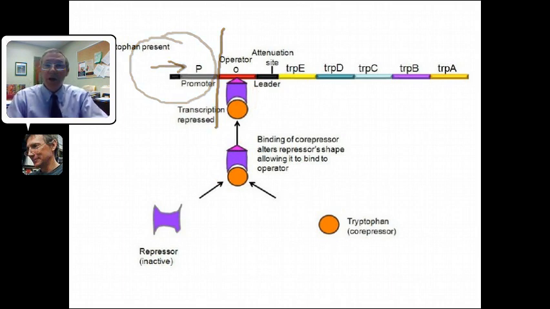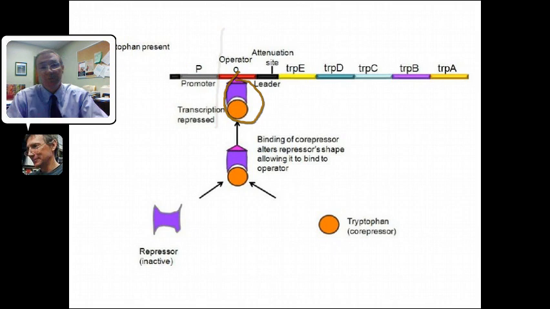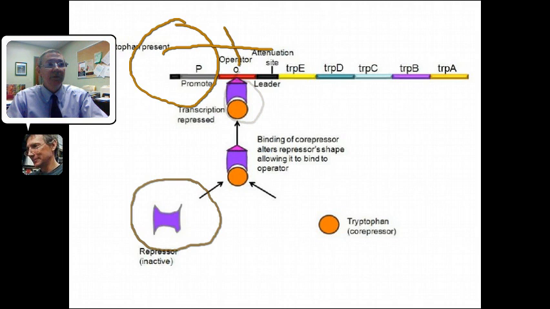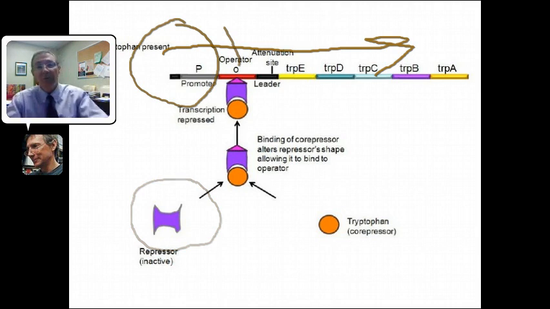When tryptophan is high, when there's lots of tryptophan around, then you'll have active repressors. They bind to the operator, stop transcription. Great. When tryptophan is low, then you'll have inactive repressors, and therefore they won't be bound to the operator, and RNA polymerase will be able to bind the promoter and transcribe the operon, make a polycistronic messenger, make the enzymes, make more tryptophan, everybody's happy.